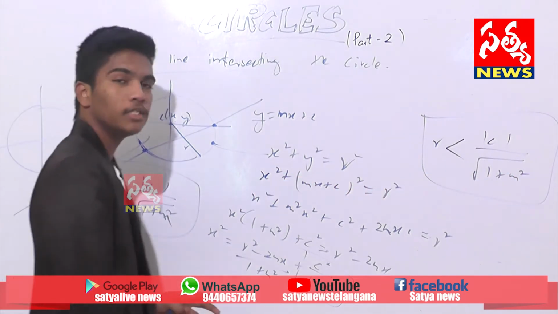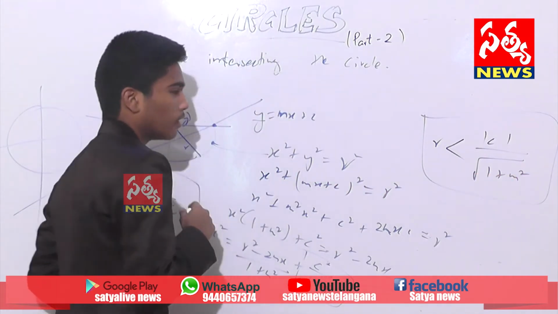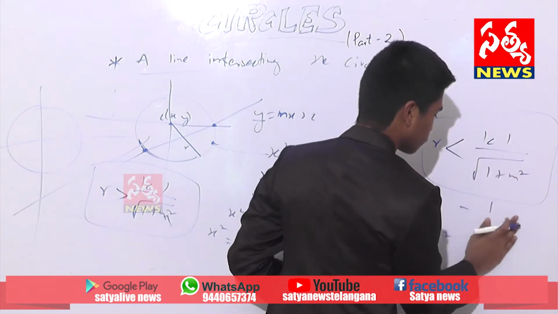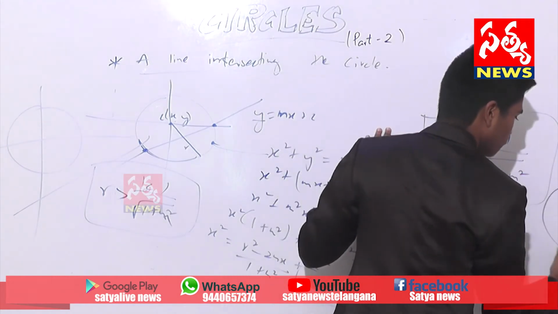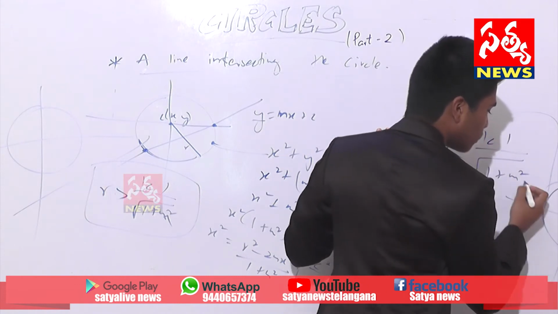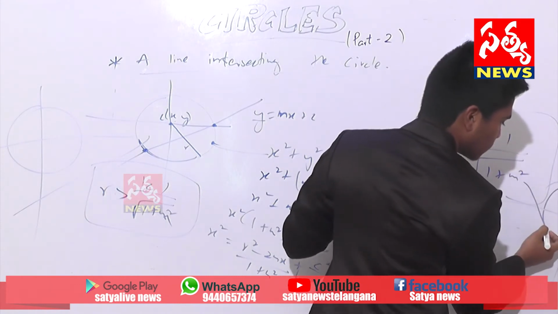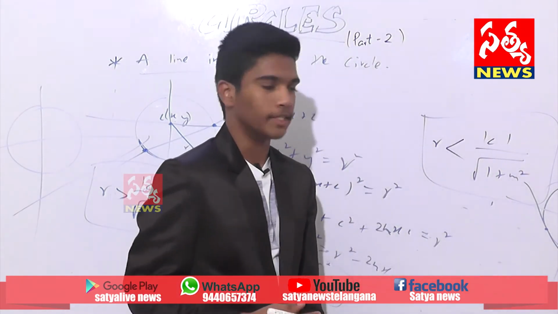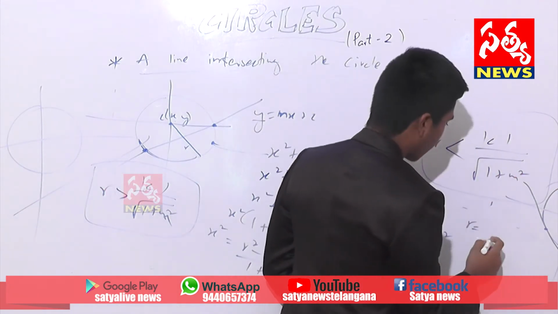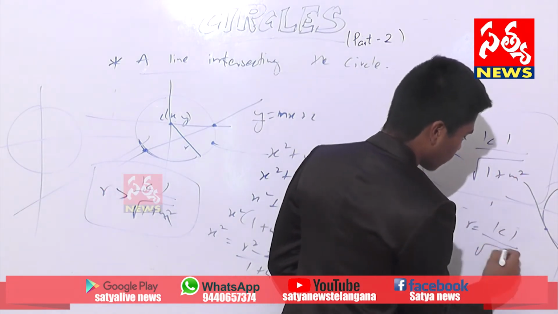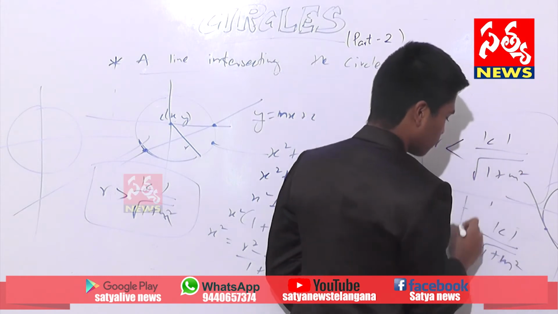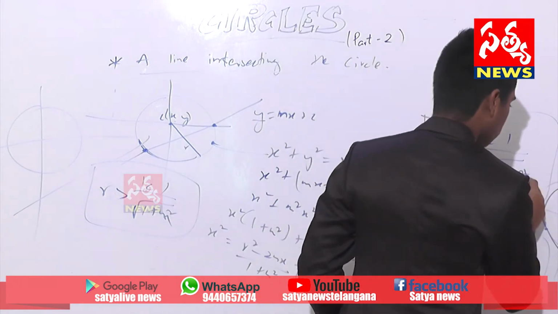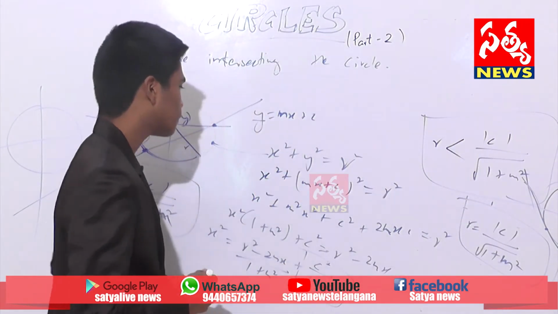And the very important condition is a line touching the circle, which is also known as a tangent. Okay, yeah, this is a circle and a line which touches the circle exactly at one point, which is known as a tangent. The condition for tangent must be r is equals to mod c by under root 1 plus m square. This is a very important condition which we will use in many formulas.